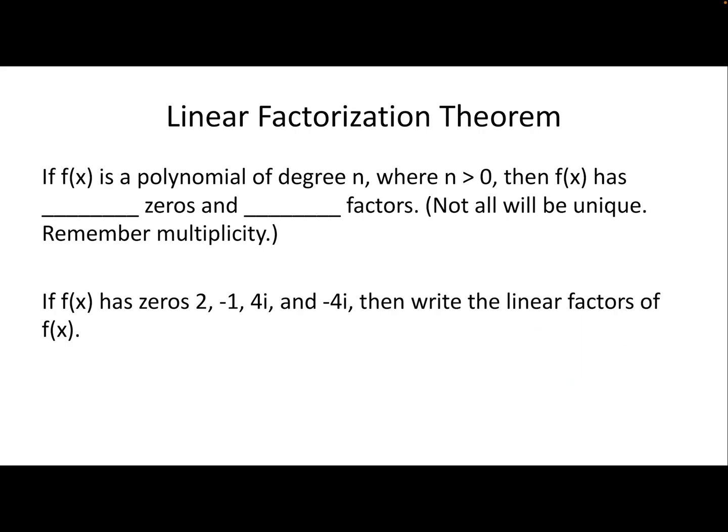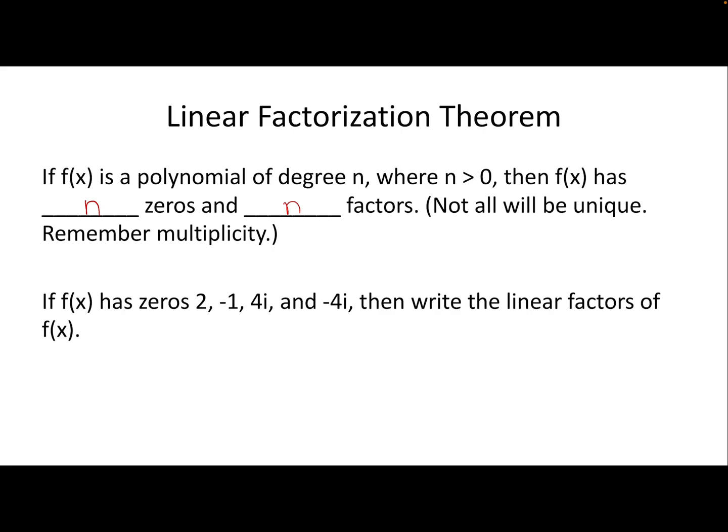The linear factorization theorem says that if f of x is a polynomial of degree n, where n is greater than 0, f of x has to have n zeros. If it's a third degree polynomial, it has to have 3 zeros. If it's a fifth degree polynomial, 5 zeros. And it has to have n factors. Now, remember that not all of those will be unique. Sometimes we have a multiplicity of 2, for example. We might have a zero that occurs twice or 3 times, and so forth.